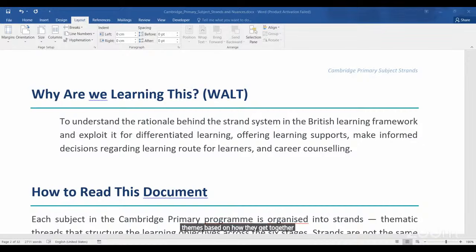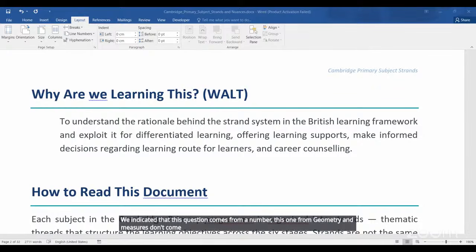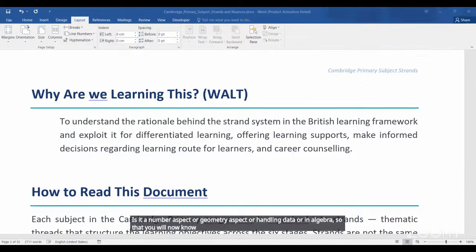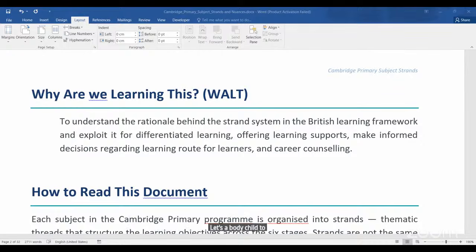Now, if a child is given mathematics questions, it will be indicated that this question comes from number, this one from geometry and measure, this one from algebra, this one from statistics. So that when the teacher marks the questions, you'll be able to know which aspect of math the child is struggling in. Is it the number aspect, geometry, handling data, or algebra? Oh, the child is struggling with algebra. Let us support the child in algebra. Or let's support the child to improve in geometry.